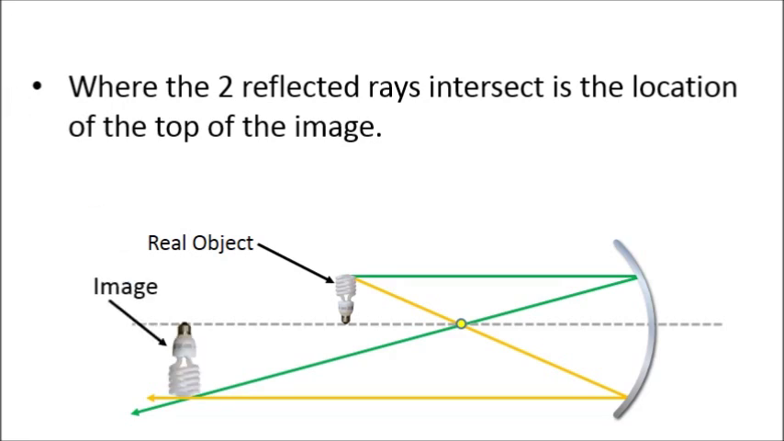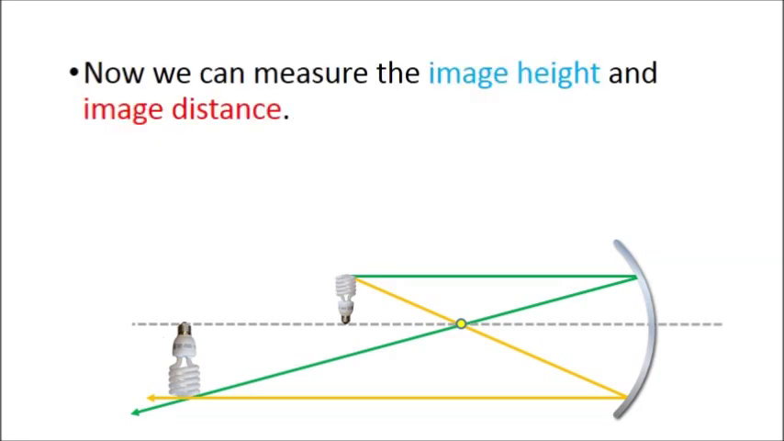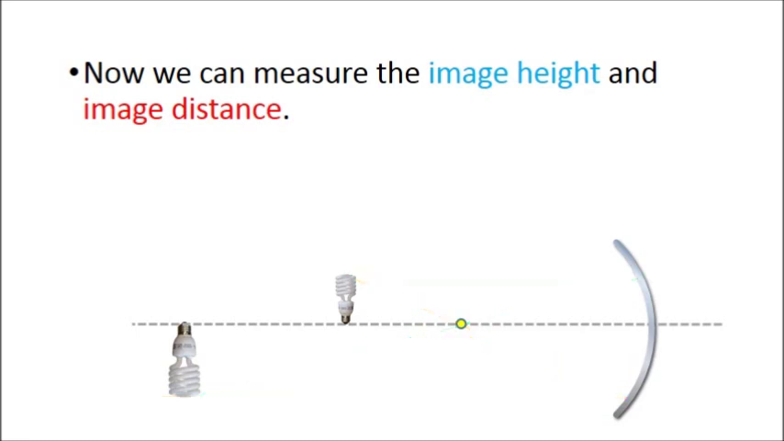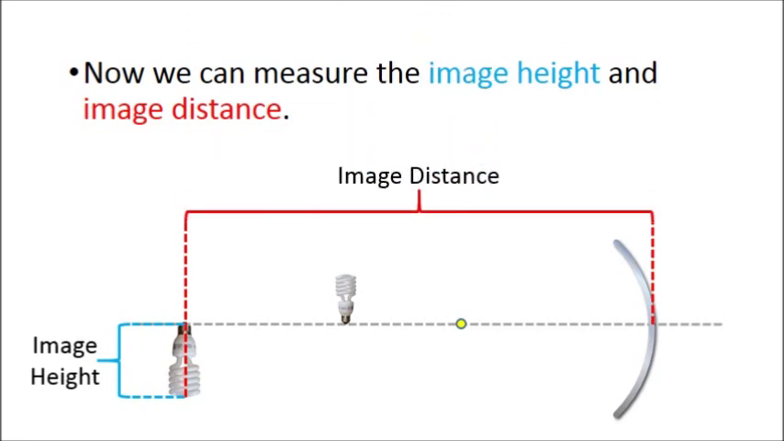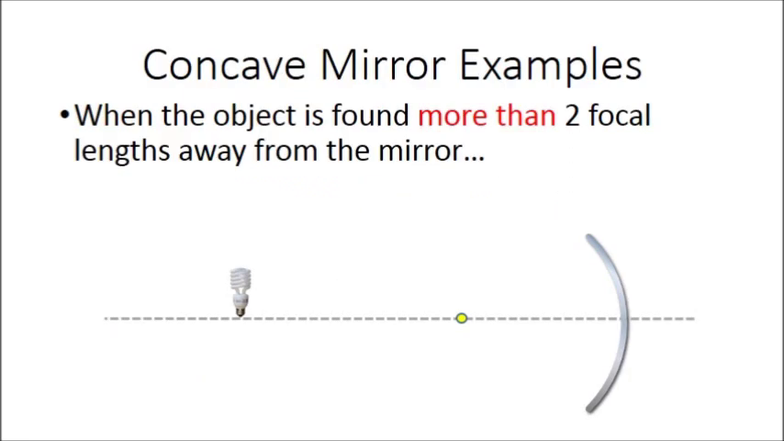And it's important that it's always the 2 reflected rays. Wherever those reflected rays intersect is going to be where your image is. All right, now that we've done that, we can measure the image height and the image distance. So this right here is the image height. You just take a ruler and figure out how big that image is. And then to find the image distance, it's from the vertex all the way over to where your image is found. So that's the image distance.